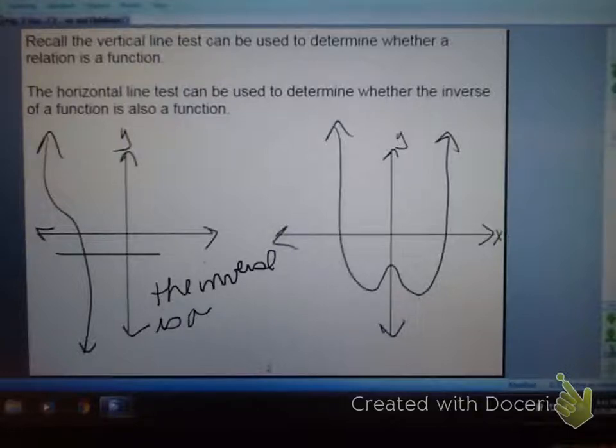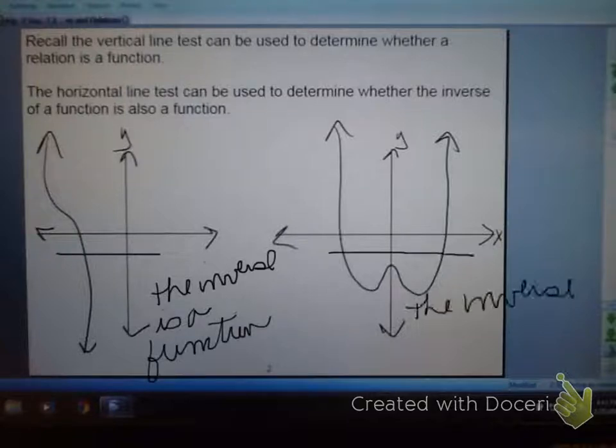Recall the vertical line test can be used to determine whether a relation is a function. The horizontal line test can be used to determine whether the inverse is a function. So in the very first graph, with the horizontal line test, we only hit the graph one time, so it is a function. But in the second graph, when we do a horizontal line test, it hits more than twice, so it is not a function.